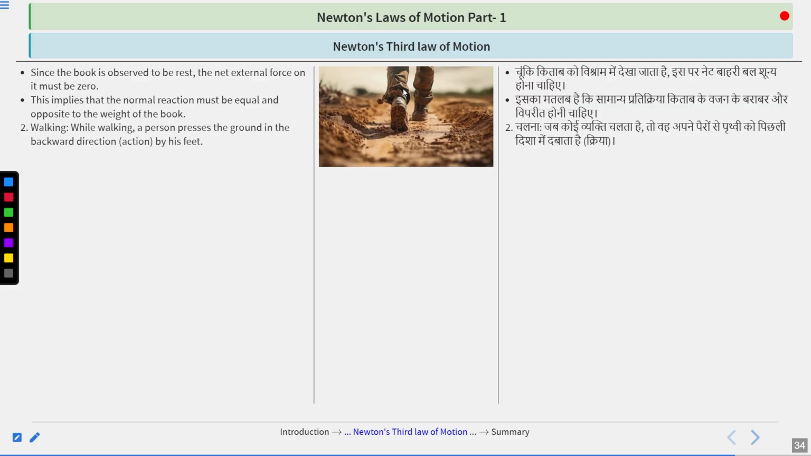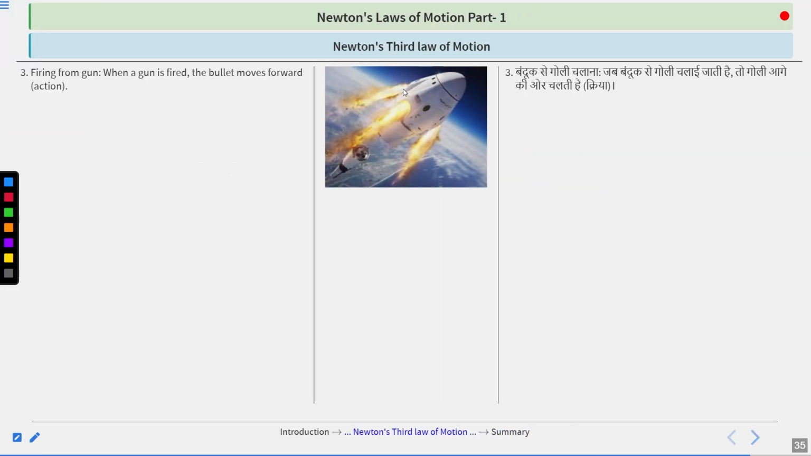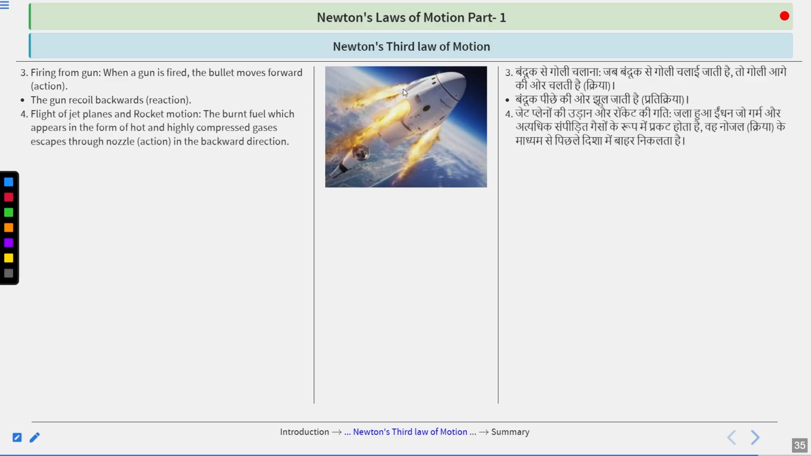Walking. While walking, a person presses the ground in the backward direction, action by his feet. The ground pushes the person in the forward direction with an equal force, reaction. The component of reaction in the horizontal direction makes the person move forward. Firing from a gun. When a gun is fired, the bullet moves forward, action. The gun recoils backwards, reaction.